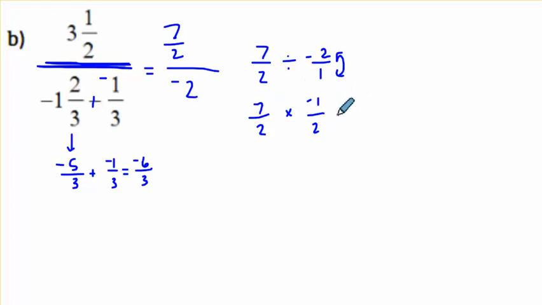I cannot cross simplify anything, so I'm just going to do the numerators. 7 times negative 1 is negative 7. 2 times 2 is 4. And that's your answer.